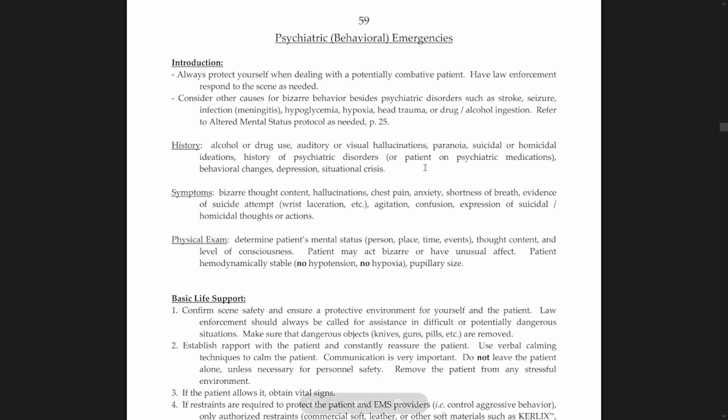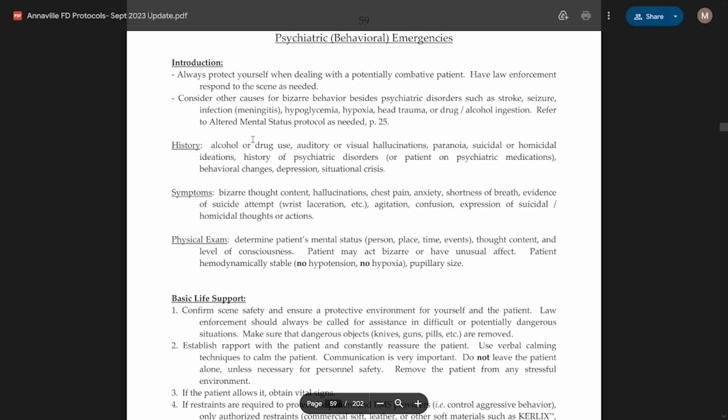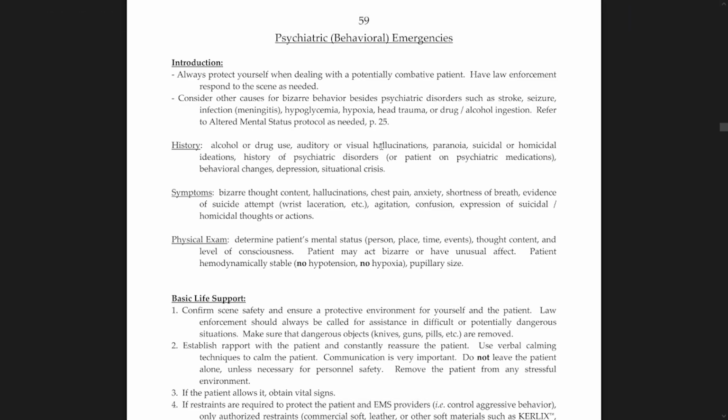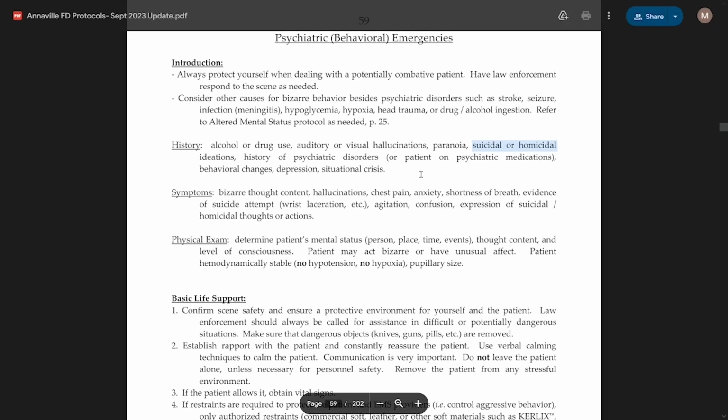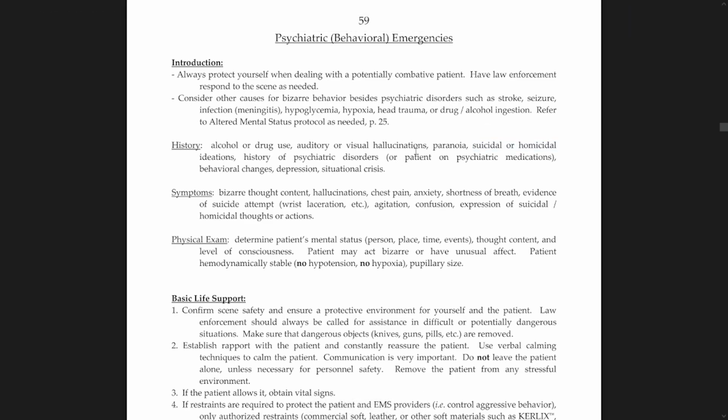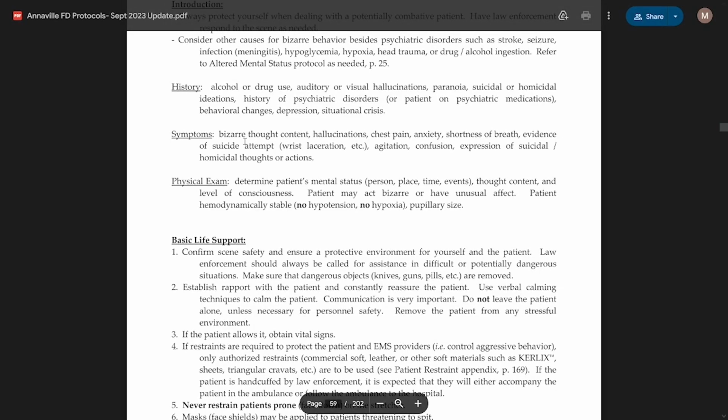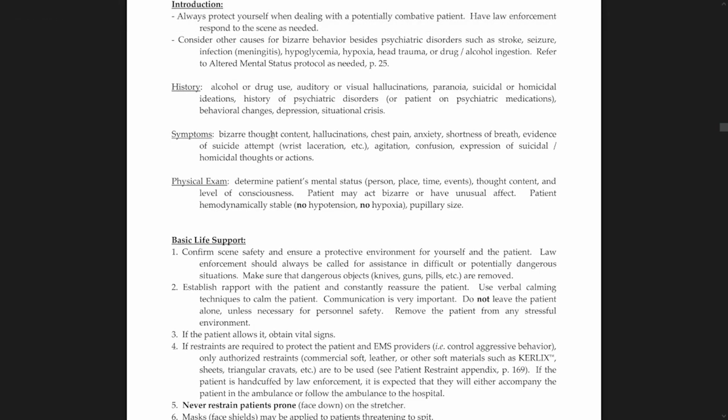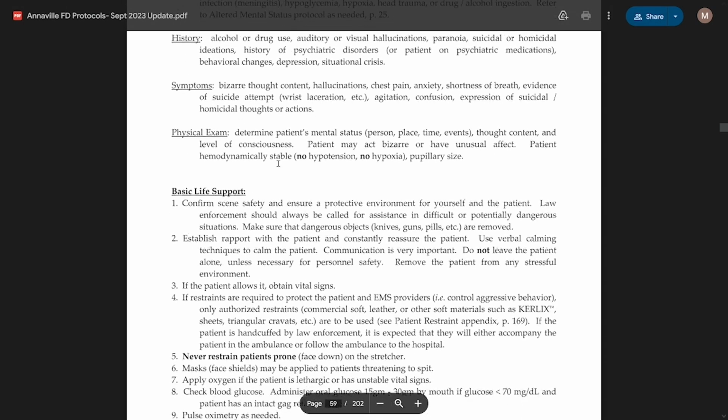So, for some history that you want to gather, you want to see if they have any alcohol or drug use, auditory or visual hallucinations, paranoia or homicidal ideations. That's a really big one. History of psychiatric disorders, or if they're on any psychiatric medications, behavioral changes, depression, situational crisis. And for symptoms, you want to watch out for any bizarre thought content, hallucinations, chest pain, anxiety, shortness of breath, potentially a wrist laceration, etc., agitation, confusion, expression of suicidal and homicidal thoughts or actions.